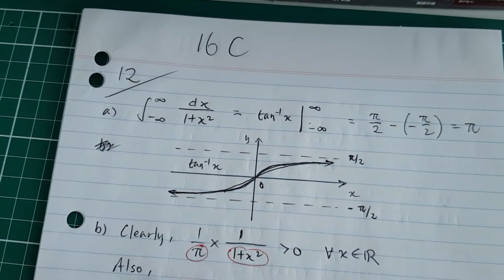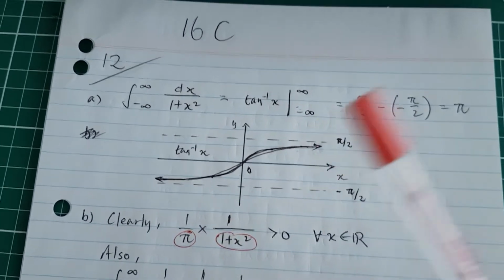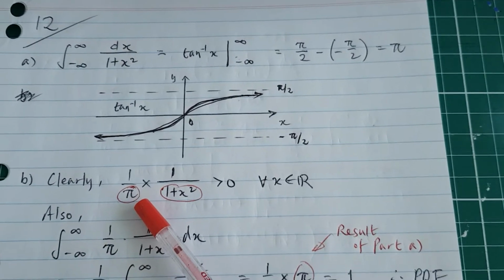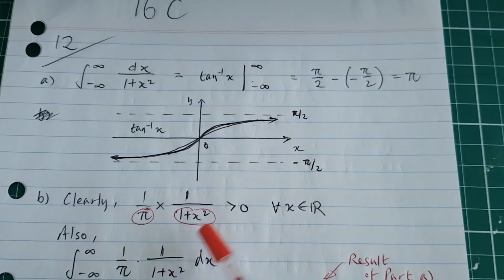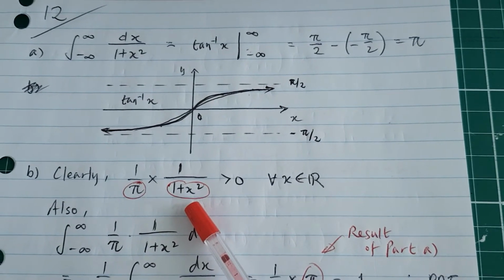Part B, again, we're trying to show that this little f of x function, which is that one there, is a PDF. So let's have a look. We know that pi is obviously positive, hence the reciprocal is positive. 1 plus x squared is always positive, no matter what value of x you've got.